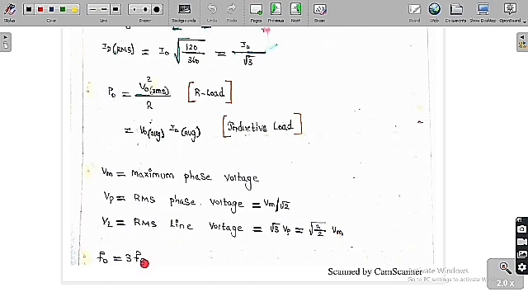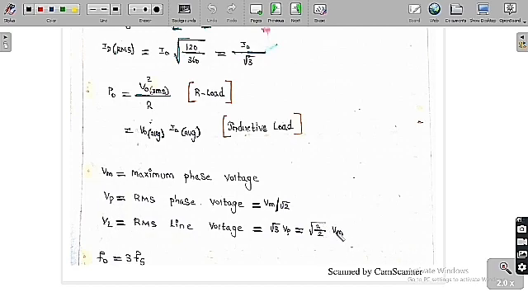Also the output frequency is equal to the number of ripples into the supply frequency, which is 3 into Fs, because there are 3 pulses in the output. So the frequency of the output voltage, or simply the fundamental frequency of the output voltage, is 3 times Fs, where 3 is the number of ripples present in the output. Here VL is equal to under root of 3 by 2 into Vm.